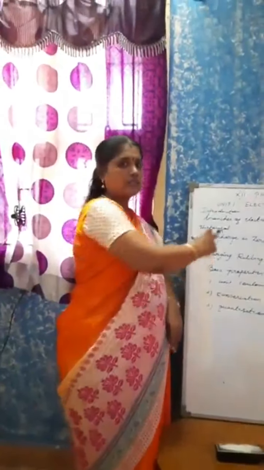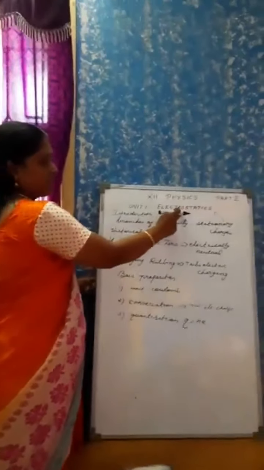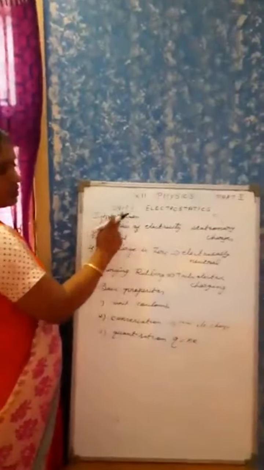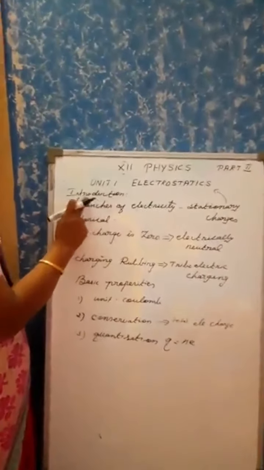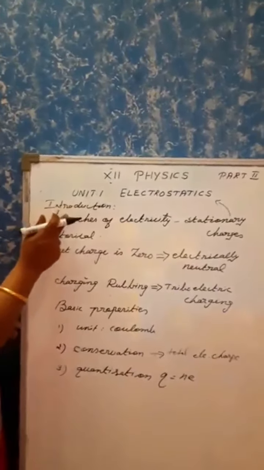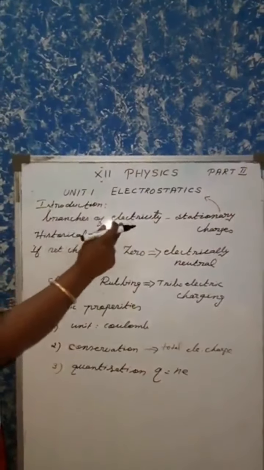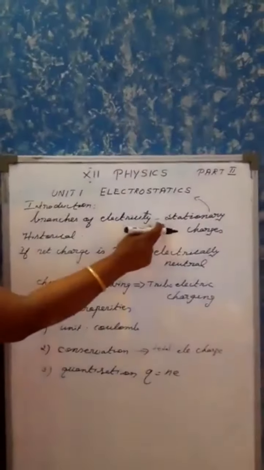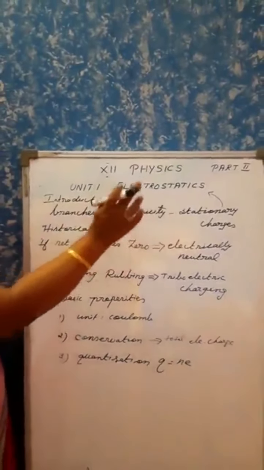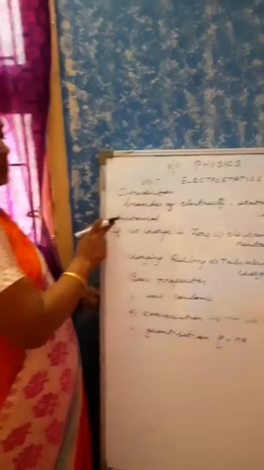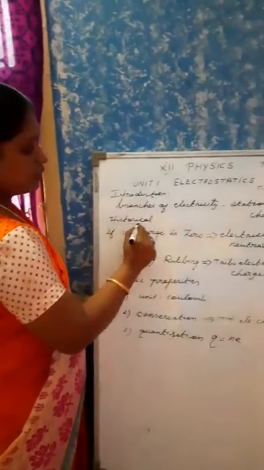Last class we discussed the topic of electrostatics. In this electrostatics, we discussed the introduction, in which we discussed that the branch of electricity which deals with stationary charges is called electrostatics. And the next topic we discussed was the historical background of electric charges.